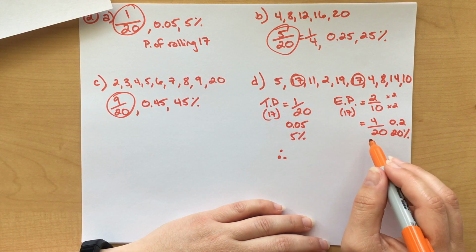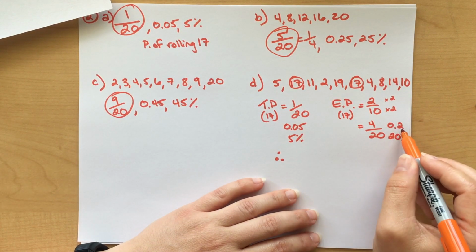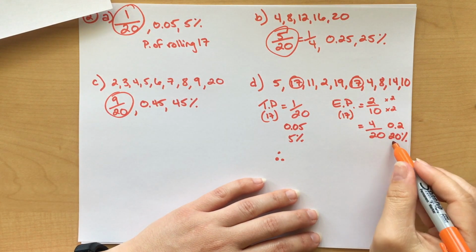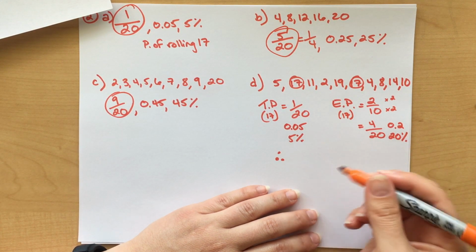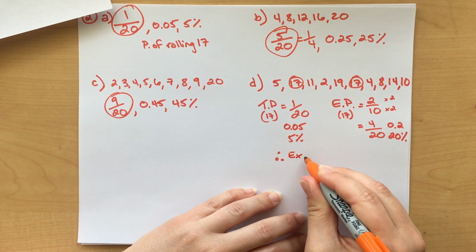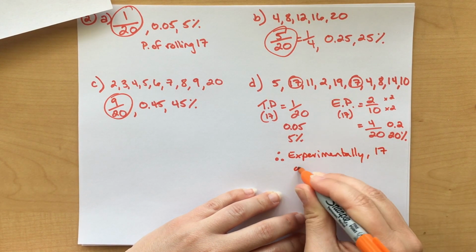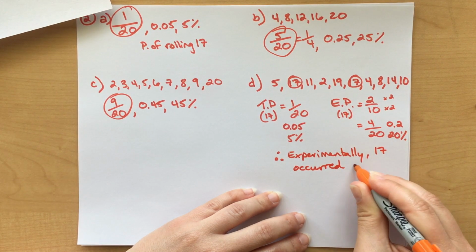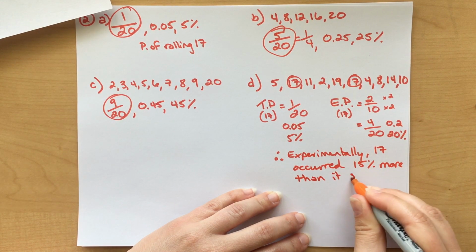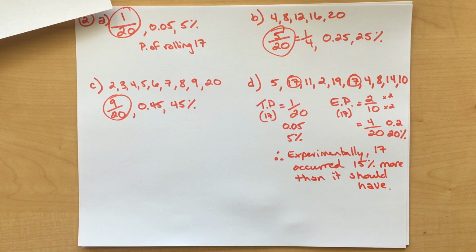So comparing 1 over 20 to 4 over 20, right, it occurred 3 more times out of the 20 than it should have. If I compare my decimals of 0.2 to 0.05, it's 0.15 more experimentally. Or if I compare my percentages, it's 15% more. So you decide which form makes the most sense. I'm going to use percentages here, right? So experimentally, 17 occurred 15% more than it should have. So those are important questions when you're comparing theoretical to experimental.